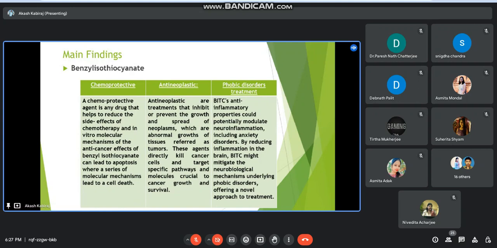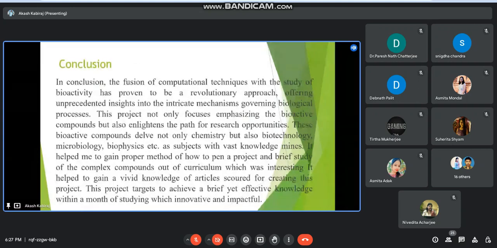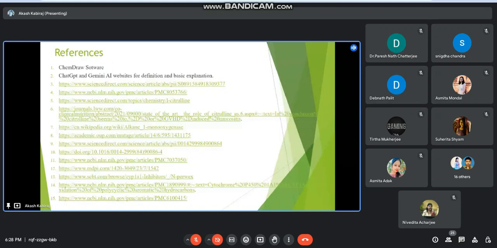So in conclusion, the fusion of computational techniques with the study of bioactivity is a revolutionary approach, and through this project, I tried to emphasize what I could in this short period of time. The compounds which I have chosen have a vast area of research, and for future purposes, this will be a very beneficial stepping stone. The references which I have used are listed down here, but mostly, to be honest, I have used AI language to create sentences and definitions for the basic explanation which I am giving now.